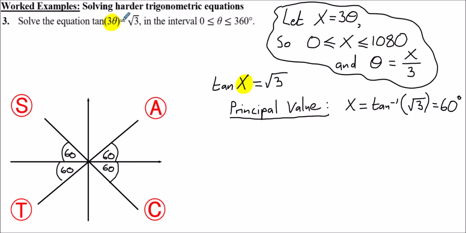Yet again, this tan function needs to be positive because we've got positive root 3. So whereabouts is the tan function going to be positive? Well, in the A quadrant, all of sin, cos and tan are positive, so we're going to consider this bit here. And also the T quadrant is where the tangent function is going to be positive. And so 60 degrees is relating to this one here.